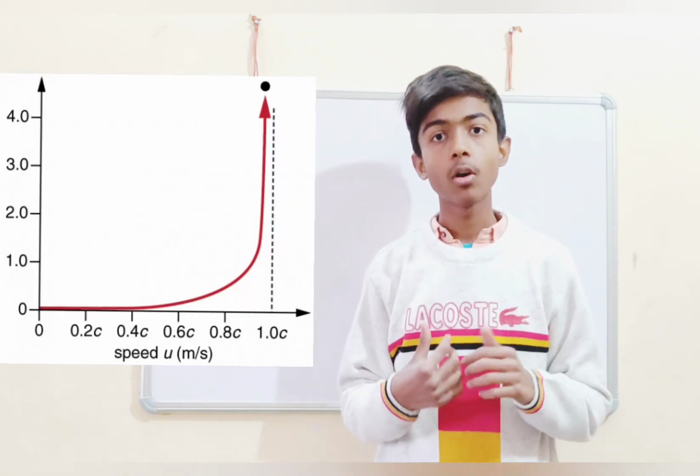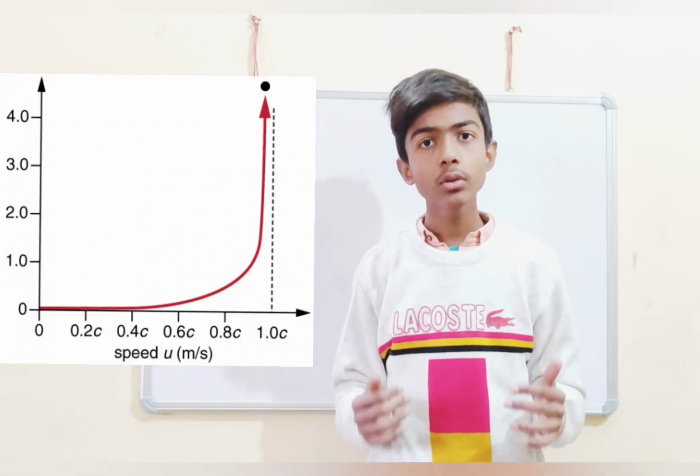The rest mass of an object is the mass that it has when it is stationary with respect to an observer, and the relativistic mass is the mass that an object has when it is moving with respect to an observer. And we have noticed that whenever an object moves with respect to any other object, its relativistic mass increases. Its rest mass remains the same, but the relativistic mass increases due to the increase in velocity. So this is a graph of the relativistic mass of an object.